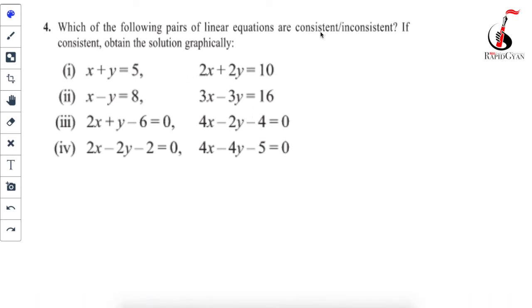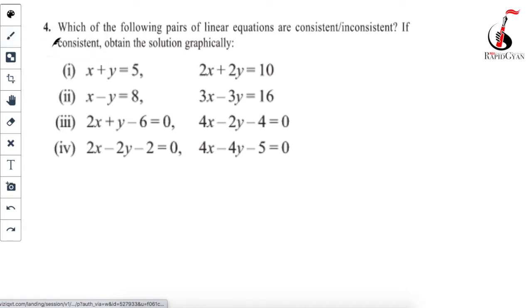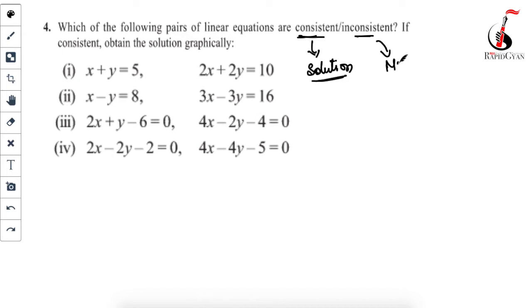So guys, how do we find whether it's consistent or inconsistent? What is the difference between consistent and inconsistent? Consistent means if the pair of linear equations has a solution, that kind of pair of linear equations is called consistent. And if there is no solution, that kind of pair of linear equations is called an inconsistent pair of linear equations. And how do we find whether they have a solution or not?